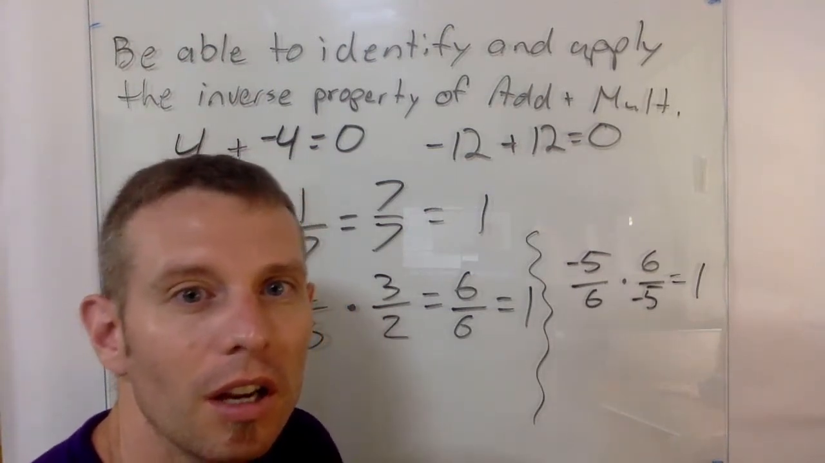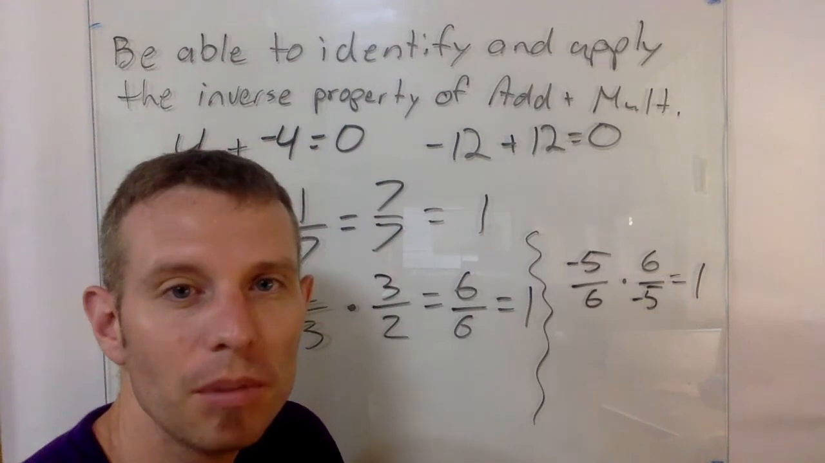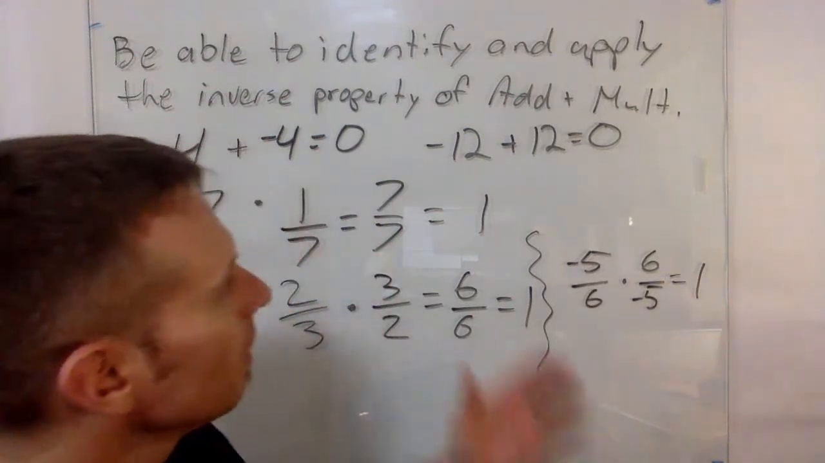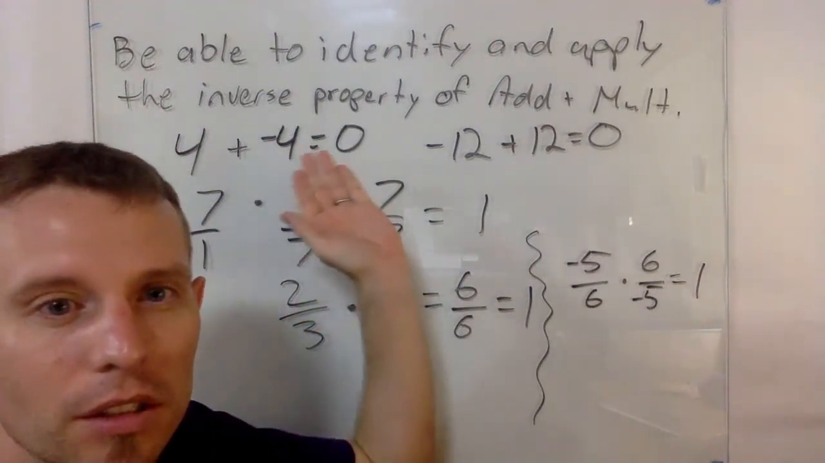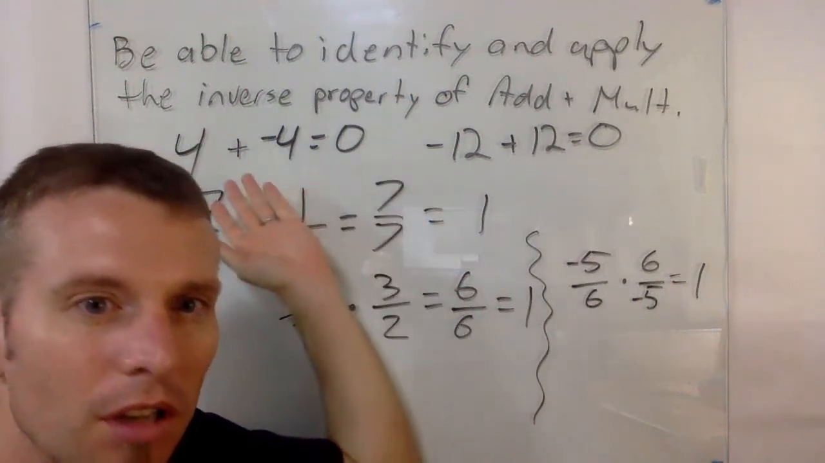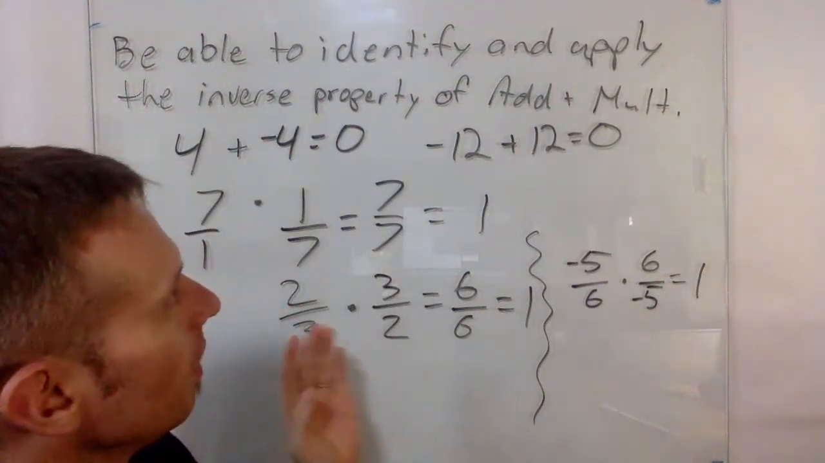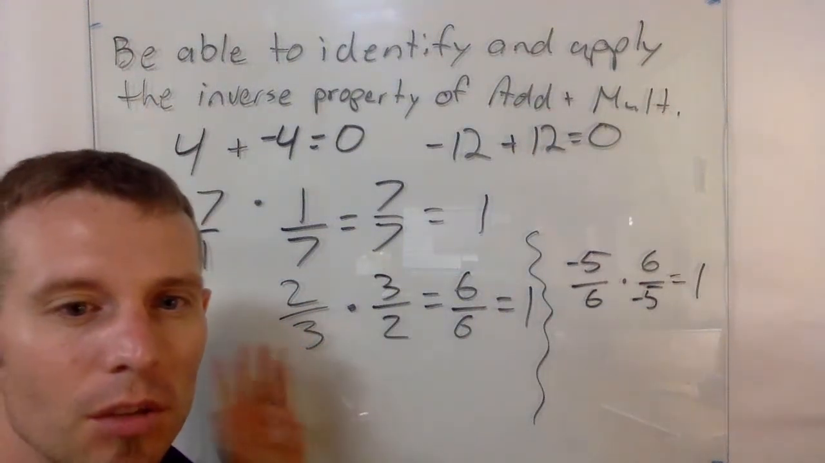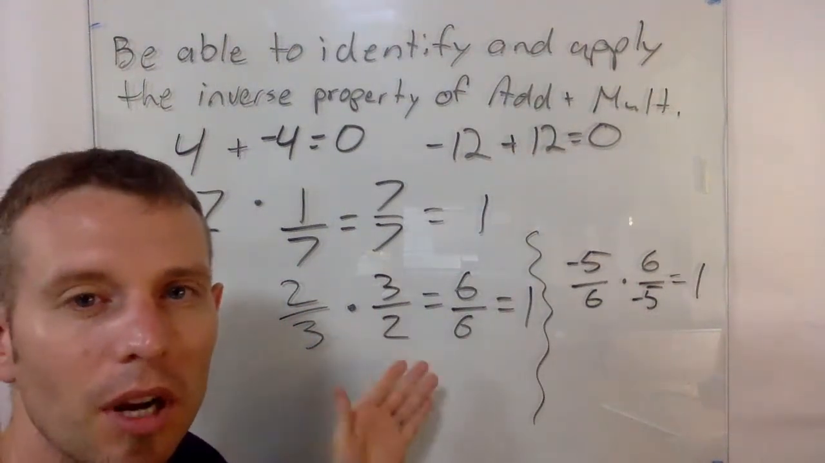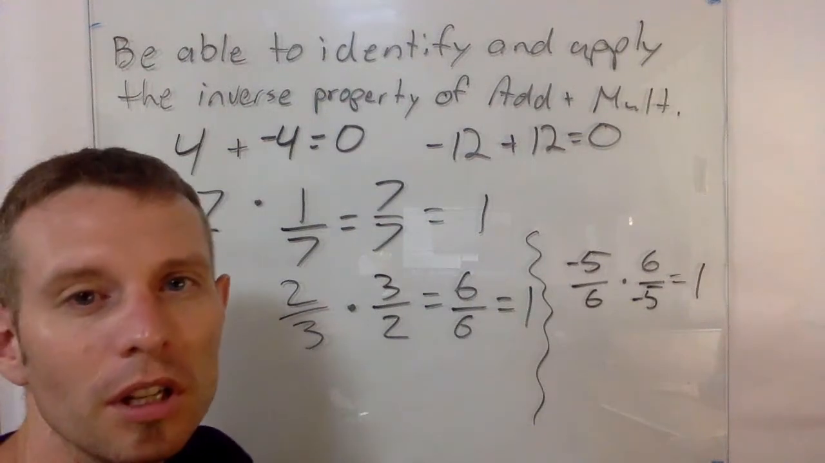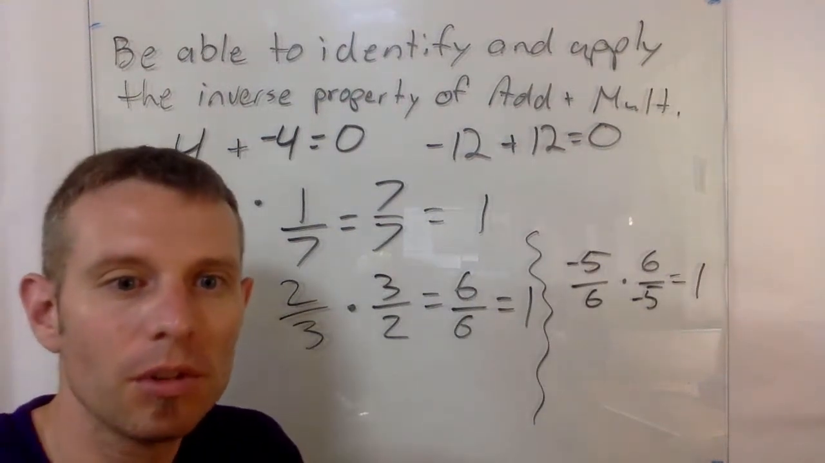And so that's the inverse property of addition. What can you add to get to 0? You're undoing the number in that sense. And the inverse property of multiplication, what can you multiply by to get to 1? And that would be the reciprocal once again.